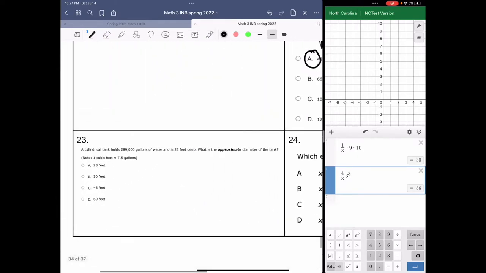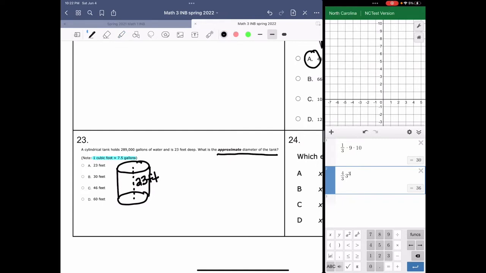All right, so for 23, I have a cylindrical tank that holds 289,000 gallons of water, and it is 23 feet deep. What is the approximate diameter of the tank? All right, so first thing, I like to draw my little cylinder, and because it's 23 feet deep, the height is 23 feet. Now, one thing we need to pay attention to is the fact that it told us that 1 cubic foot is 7.5 gallons. So what we're going to do is find the volume of the actual tank.